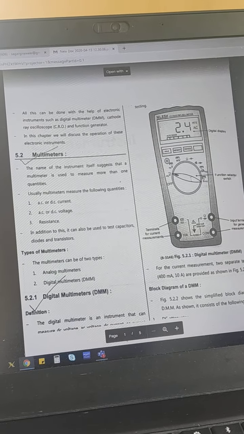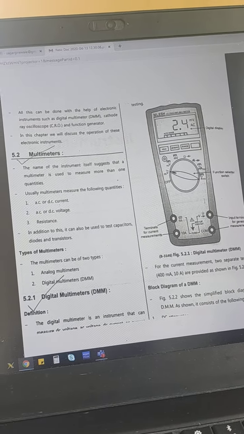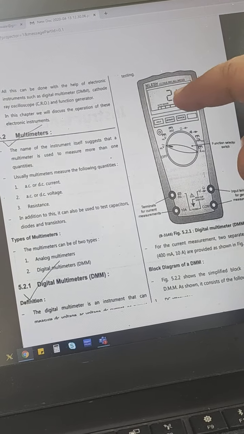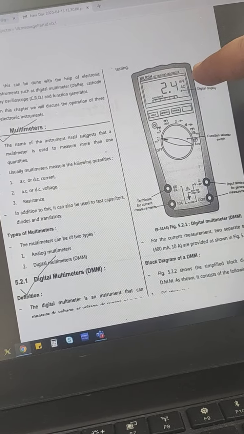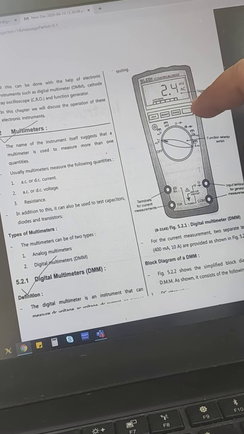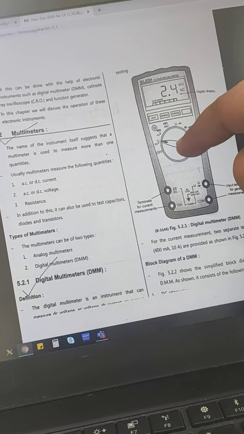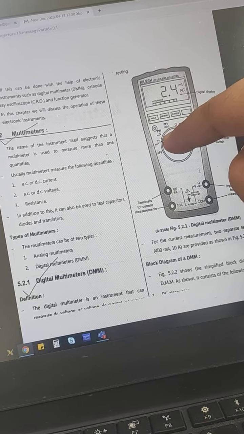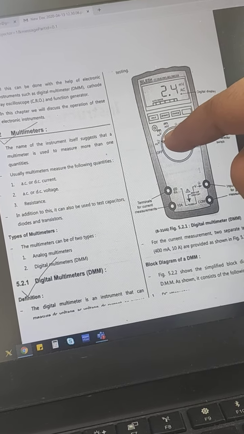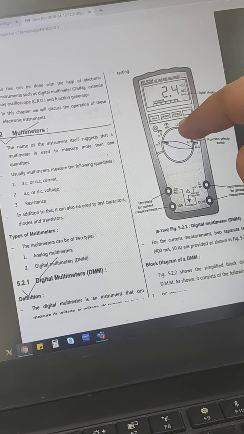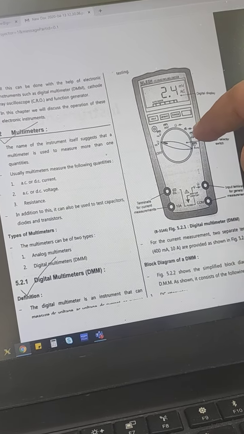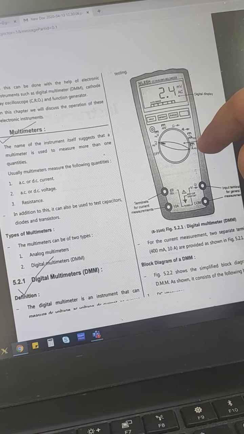Basically this is the front panel of a digital multimeter. This is our display, where we can display current, voltage or any other quantity. These are the different ranges. Then this is one knob, the switch knob. By using that we can change this particular knob either to millivolt, to volt. Suppose we have to measure resistance, we take this to resistance. Then for diode checking, then for current measurement.